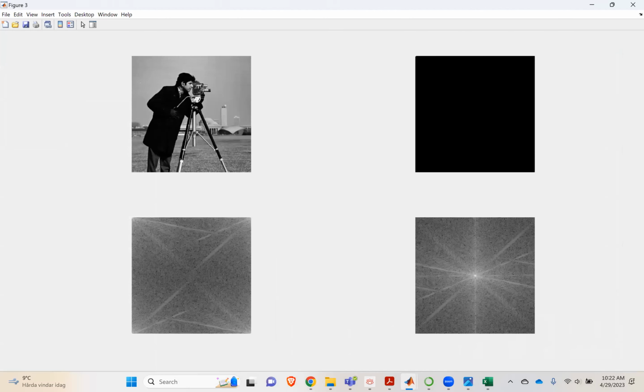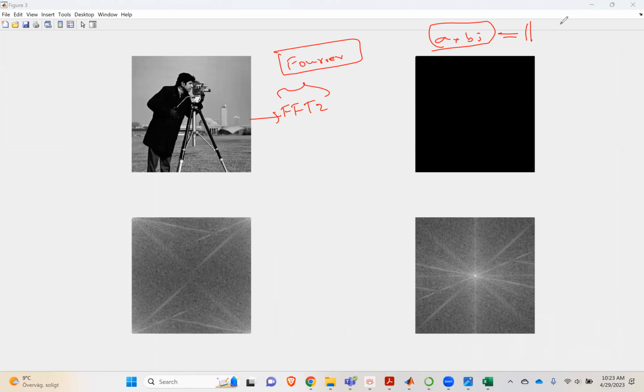So when you take the FFT2, that means you are just converting this image to its Fourier transform. You just take the Fourier, and you get the complex number a plus bj, like this. But when you take the norm of this, you are actually taking the real values. Just take the magnitude. So what we are displaying here is magnitude, but when we display, we get a totally black image.